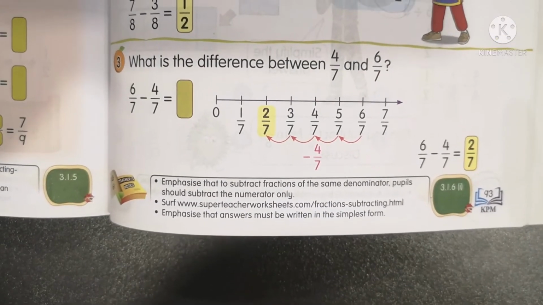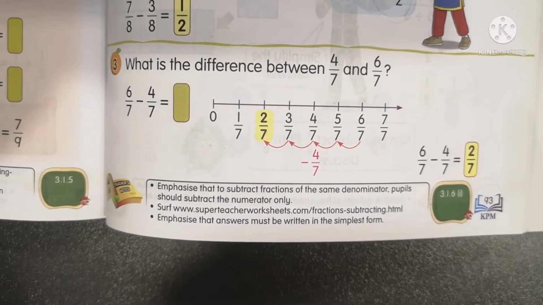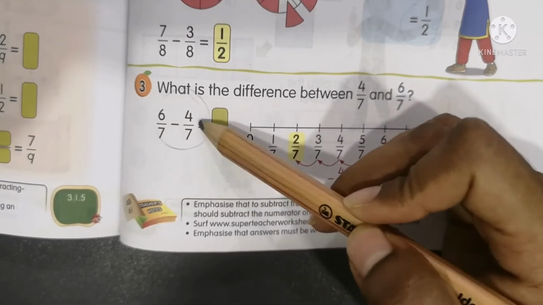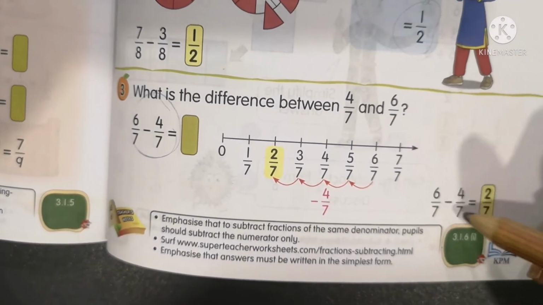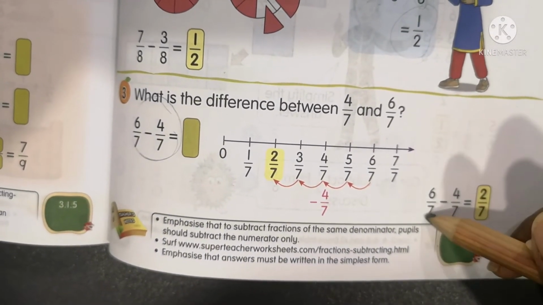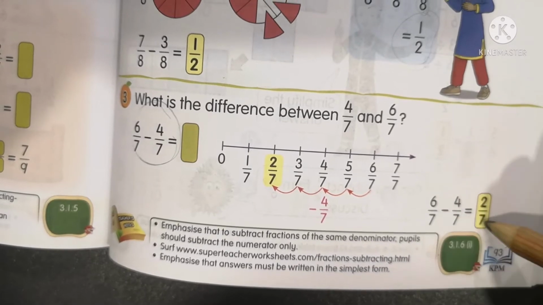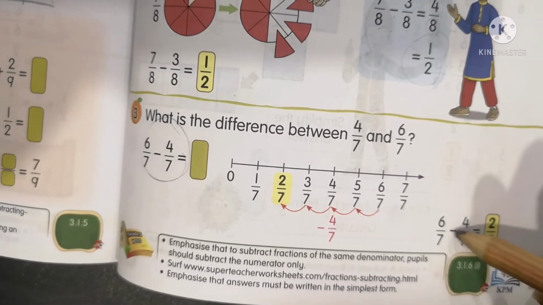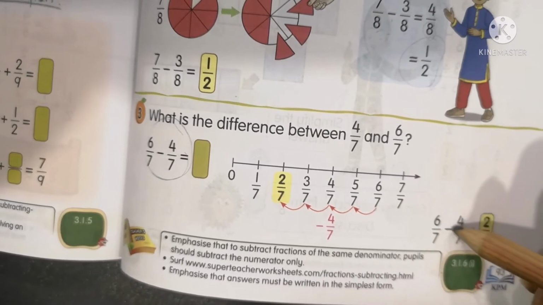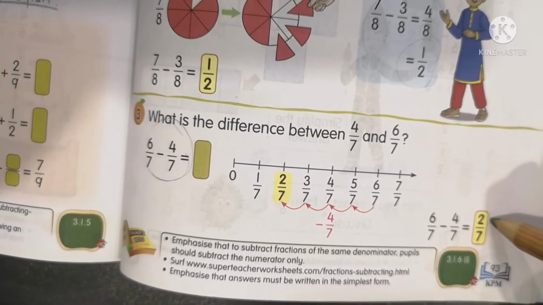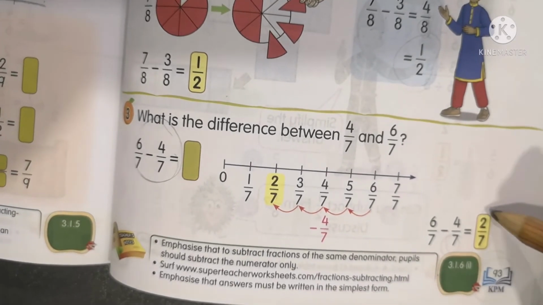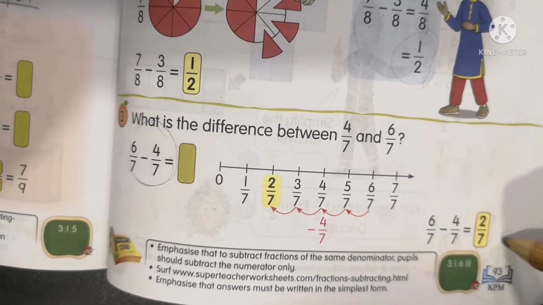So the third one is, what is the difference between 4 over 7 and 6 over 7? They've already given you the question here. Exactly the same. Look here, the denominators are the same, which is 7. So just write down 7 exactly like how they write it here. Then you have to minus: 6 minus 4 is equal to 2. Can we simplify this? Cannot. Very good. Okay, this is the answer.